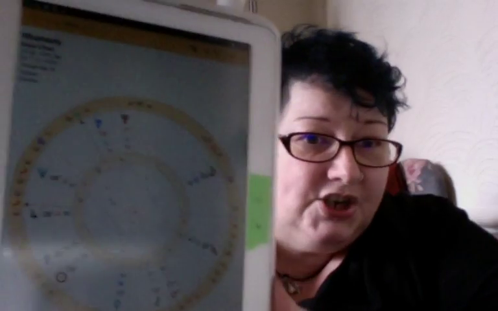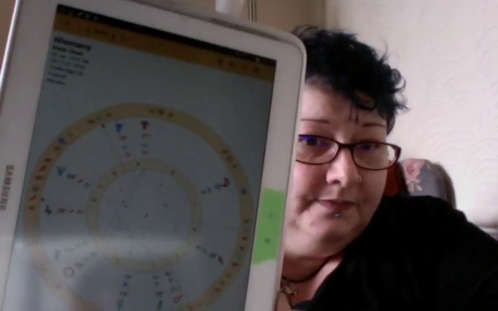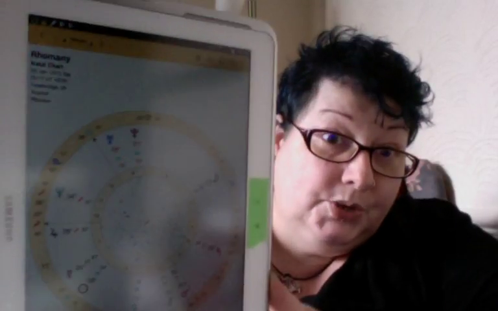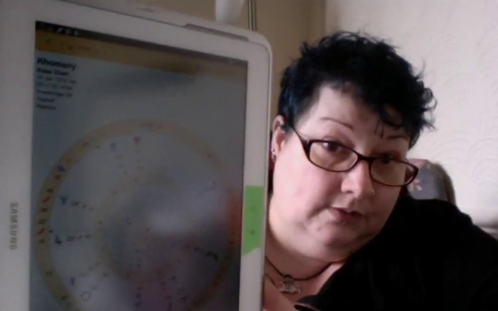That's what a star chart looks like. There are various apps that you can do this on. There are free charts, there are free apps. Do not pay for anything, okay?